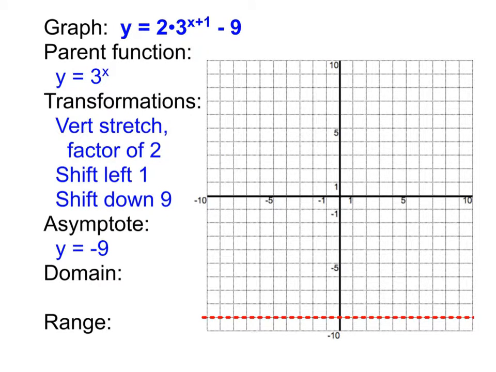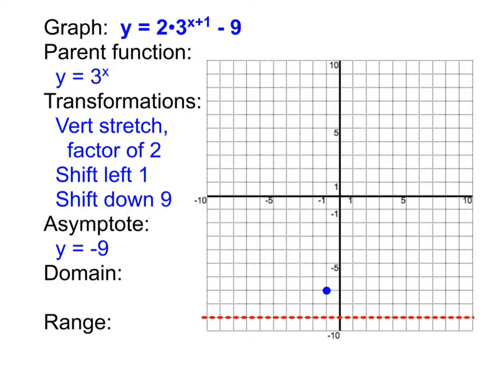So let's actually see that here. I draw my asymptote down here at negative 9. My first point is normally right here, up 1. But a vertical stretch of 2 means instead of starting up 1, I'm going to start up 2. And then shifting it left 1 means that point shifts left 1. So then that's actually my first point.